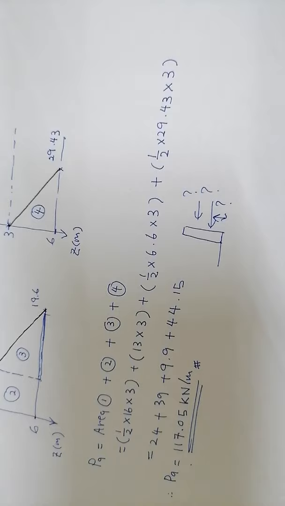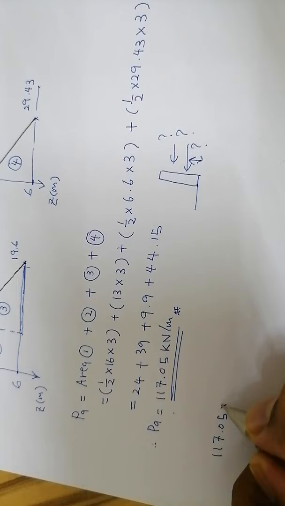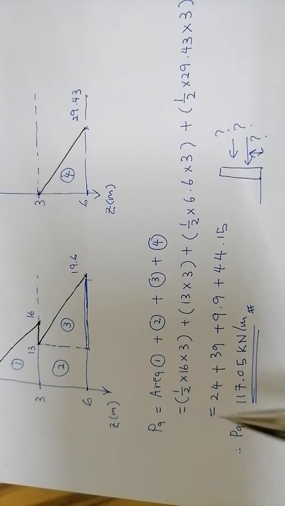So we use the moment principle. So we know that the PA is 117.05, but we don't know the Z, isn't it? So we don't know this. So we want to find this. But we know the distance from the bottom for each of these forces. So we have four forces here, okay?